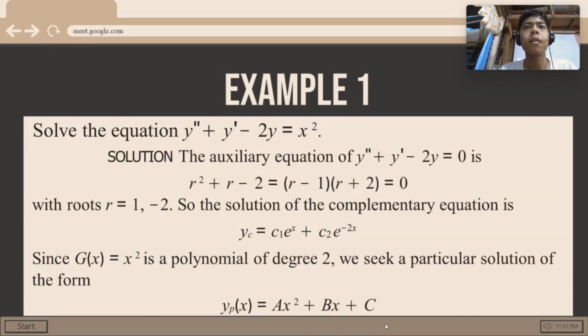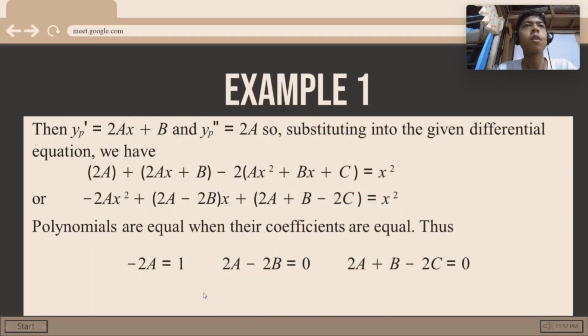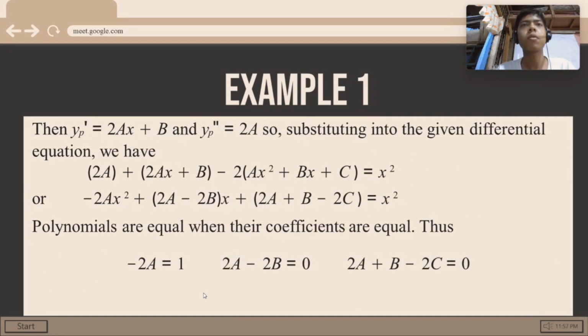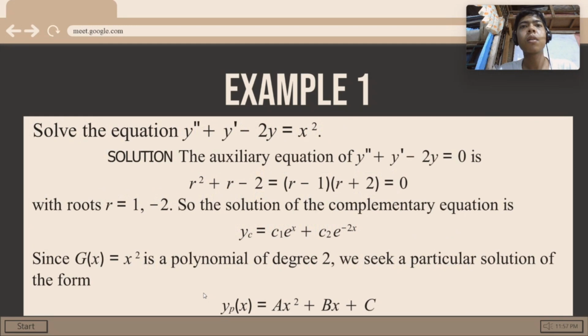Since it is a polynomial of degree 2, x squared, as you can see there, your yp prime, or the first derivative, is 2ax plus b. Okay? 2ax plus b. So you derive the first equation, and the second derivative is 2a. So, substituting it in the given differential equation, we have 2a. So, where's our given differential equation?